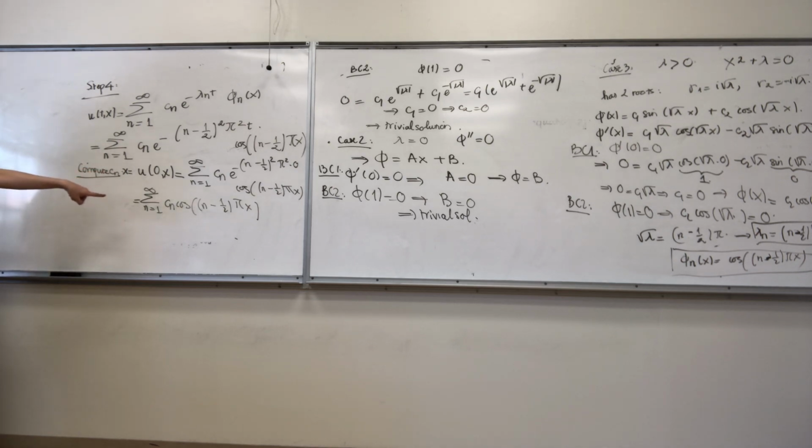So what is the formula for Cn? The inner product of f and phi n over phi n phi n.